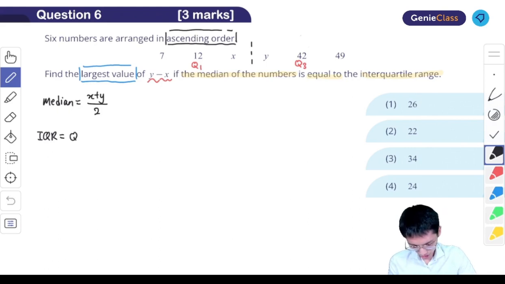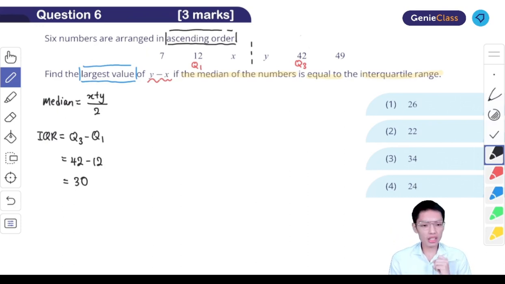So that's why I have Q3 minus Q1. This is equals to 42 minus 12. This is equals to 30. Question says what? Median equals to IQR. So I think you all got down to this step.